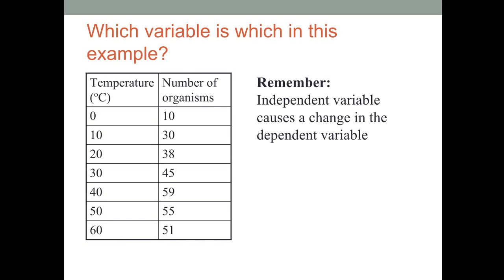So if we take a moment, get straight in your mind which one you think is which. As we look at this, we notice that on the left-hand side, we have temperature. That is going to be our independent variable. On the right-hand side, we have number of organisms. That is our dependent variable. As temperature changes, the number of organisms surviving or living in that area is going to depend on that temperature.